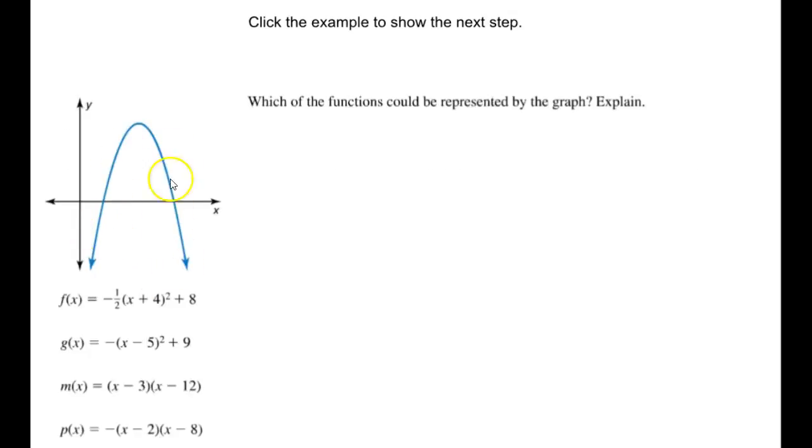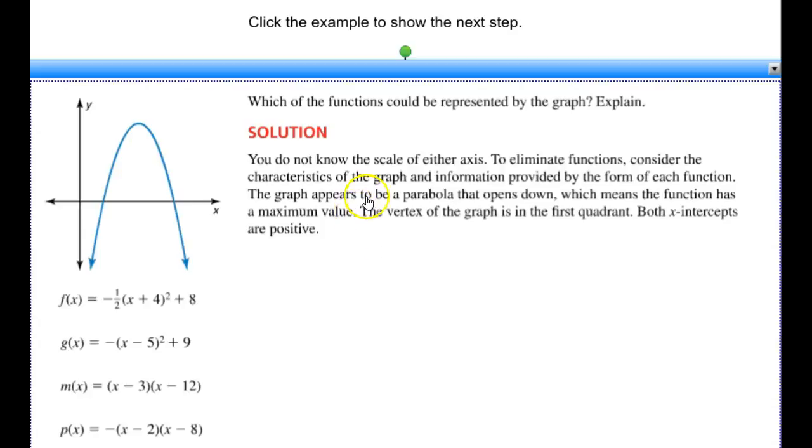So now we're going to be looking at this graph just to see what we can look at here. And we want to compare some graphs. Which of the functions could be represented by the graph? Explain. So the first thing I notice is that this parabola opens downward. So my a value is going to have to be negative. The other thing I notice is I don't know the scale of either axis, so I can't determine just based on numbers alone. So I have to look at the characteristics that I'm given and figure out what I'm looking for.